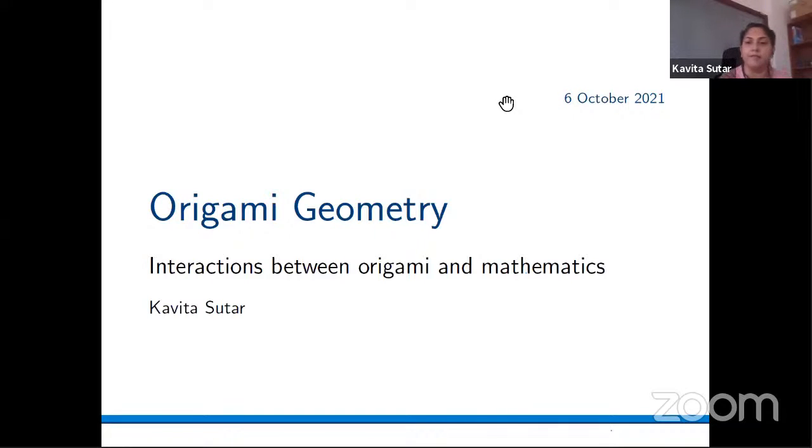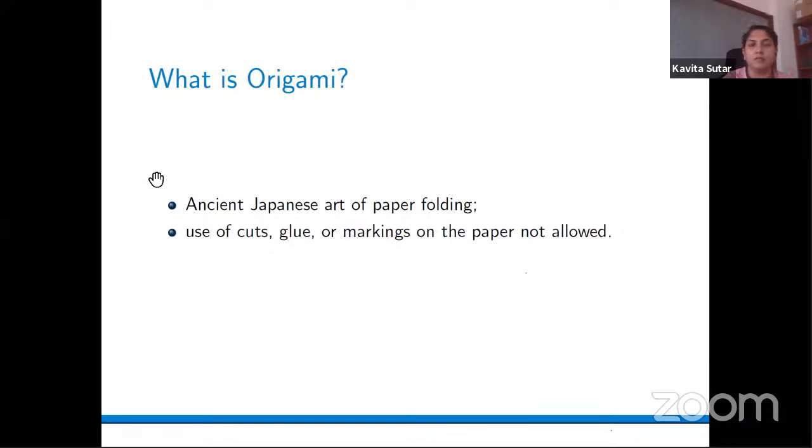So let me actually begin with my presentation here, and you will see what are the kind of things we will look at. So this is what origami means. It's the Japanese art of paper folding, where you don't use any kind of cut or glue or markings on the paper. The only markings are the ones that you get by folding.